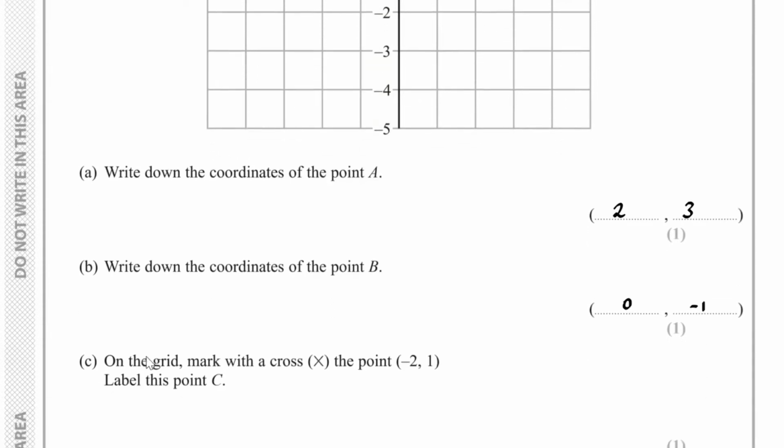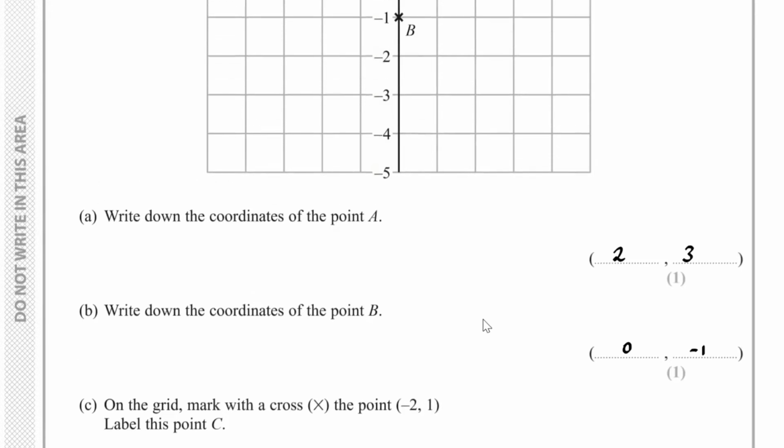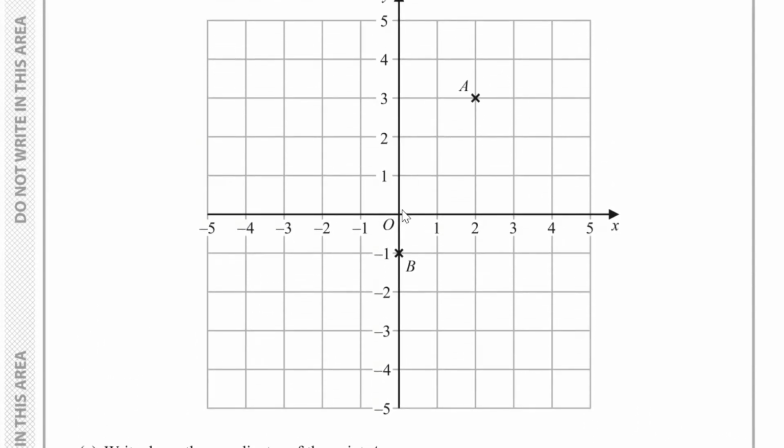And on part C, on the grid we have to mark with a cross the point minus 2, 1 and label this point C. So minus 2 across, 1 up. Here is where we have the point C.